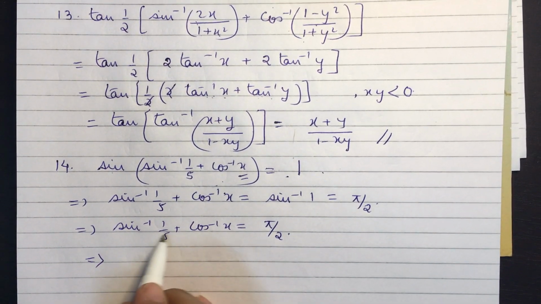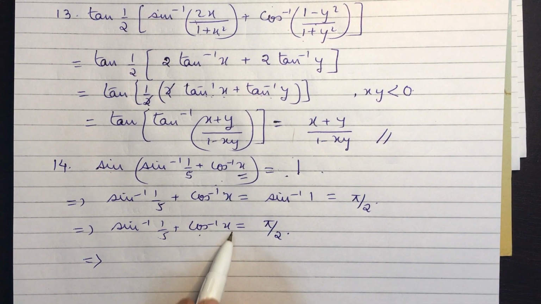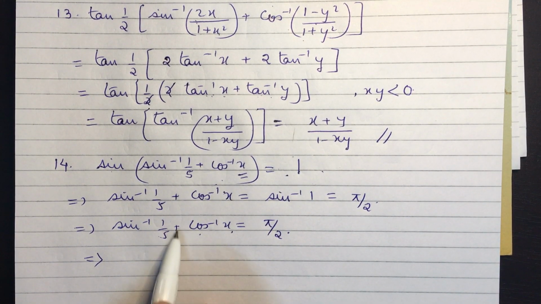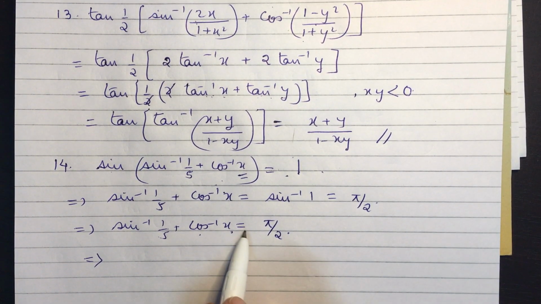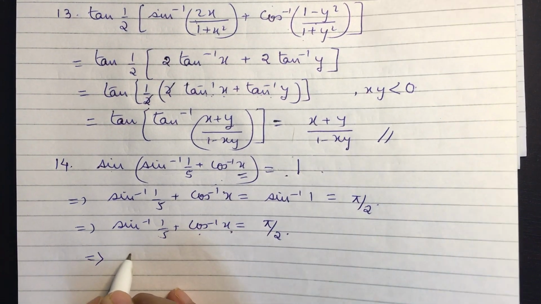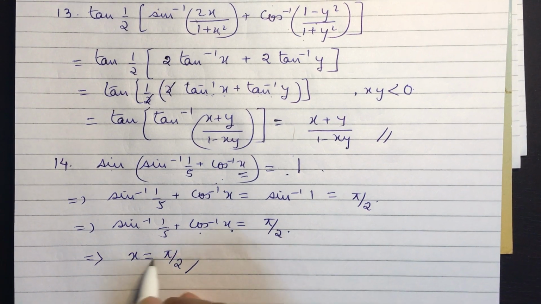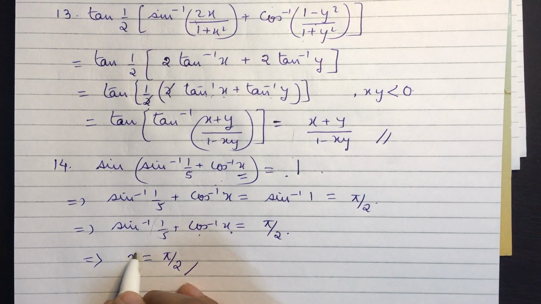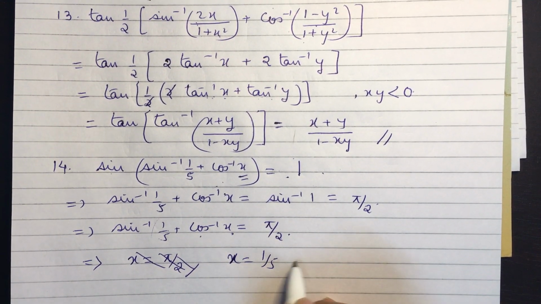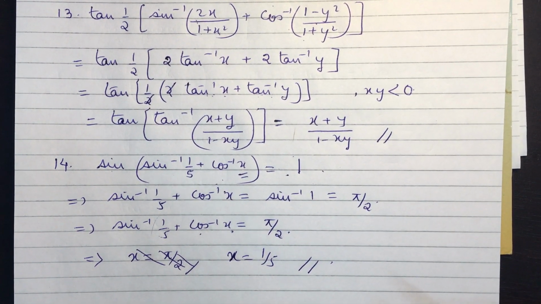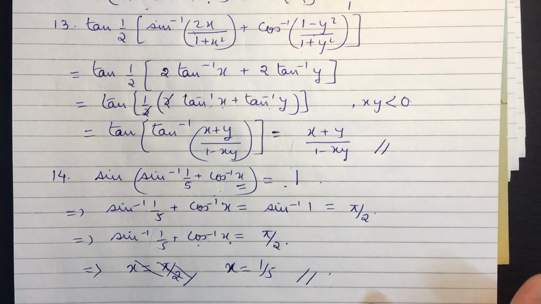Now if you observe carefully, this is in the same form as one of the properties, that is sine inverse of some value plus cos inverse of the same value gives us pi by 2. So we conclude that x is equal to 1 by 5, which is the answer. Now similarly you can try the 15th question also.